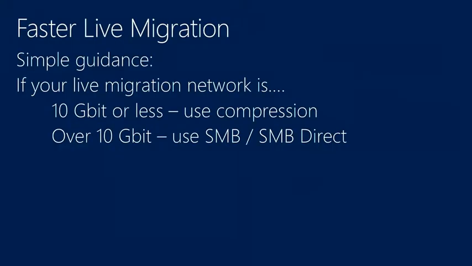So some guidance here. In this release in R2, it's an either-or choice. You can have compression, or you can use SMB direct. You can't do both. We've done a lot of profiling here, and our general guidance is, look at how much bandwidth you have available for live migration. If it's 10 gig or less, use compression. If it's over 10 gig, then use SMB direct. That's a very simple rule of thumb to follow there.